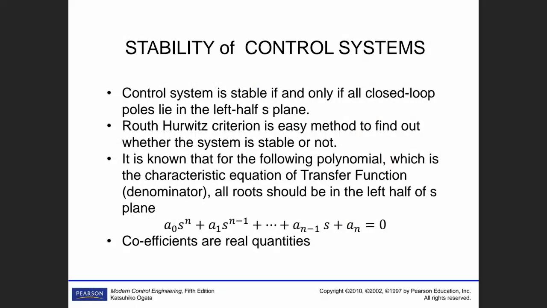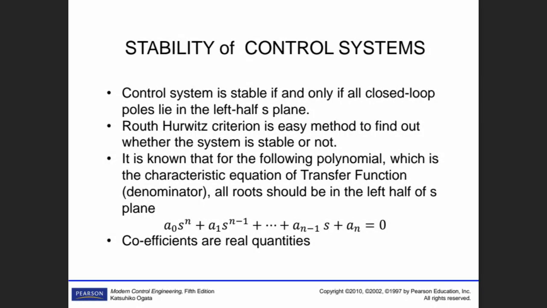We all said that closed loop poles lie in the left-hand S-plane. The Routh-Hurwitz criterion is an easy method to find out whether the system is stable or not. It is known that the following polynomial, which is the characteristic equation, the transfer function denominator, all roots should be in the left-hand side of the S-plane. We already know that. So roots should be in the left-hand side of the S-plane.